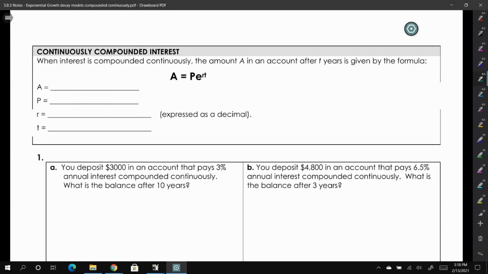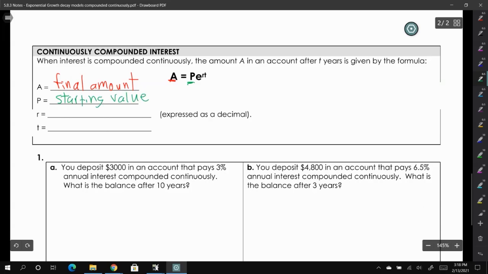So when your interest is compounded continuously, you have this formula A equals P times e raised to the rt power. And just like with the previous formulas, A is your final amount, P is your principal or starting amount, starting value, your r value is your rate as a decimal, and t is your time.